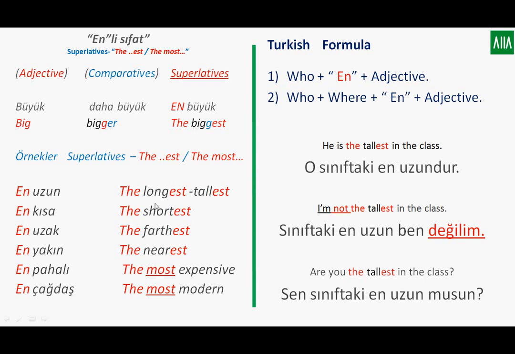On the left, as you see here, English examples. On the right, Turkish ones. Let's start now. En uzun, en kısa, en uzak, en yakın, en pahalı, en çağdaş. Let's repeat one more time.